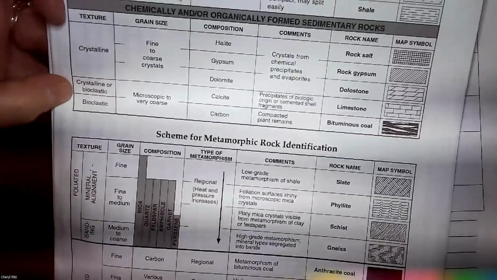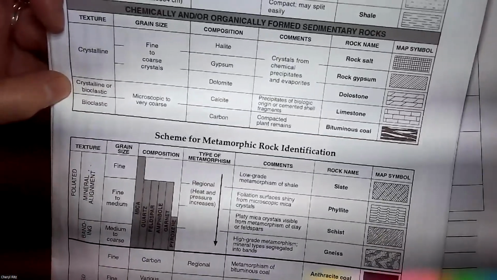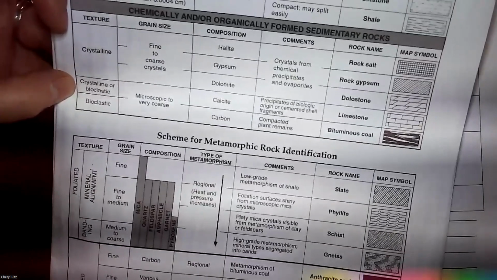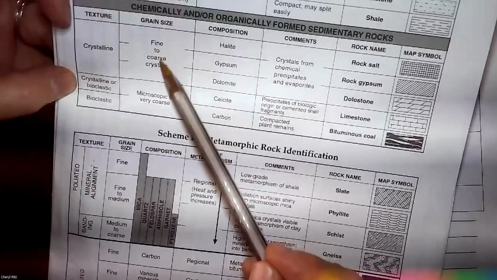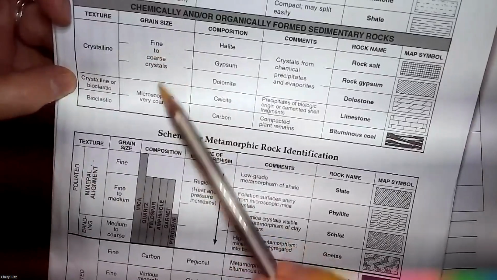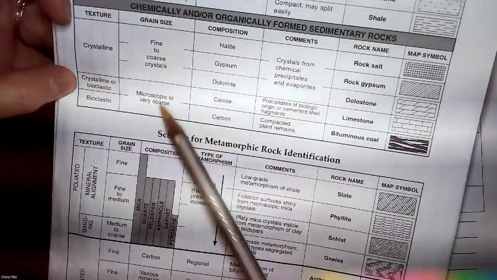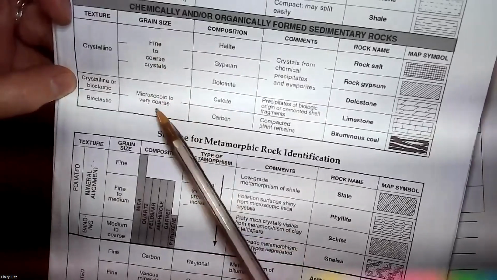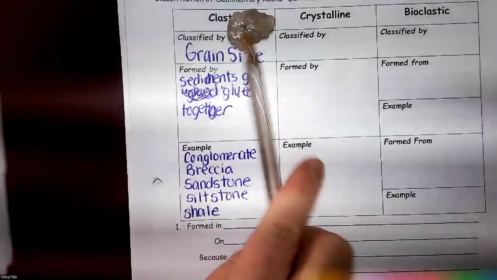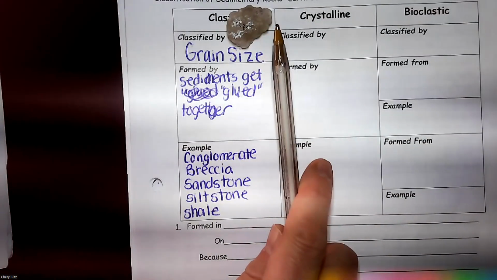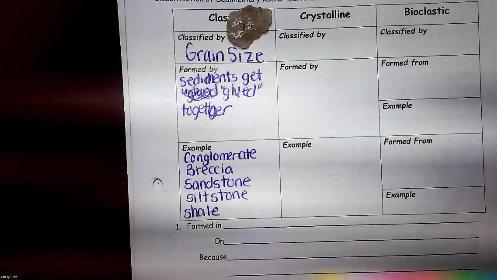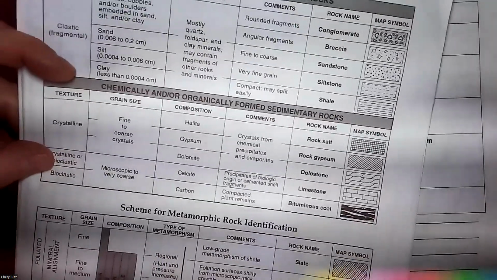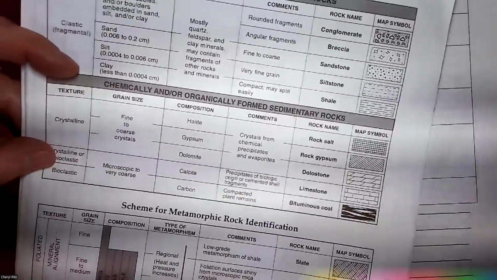Looking at this reference table, are these sorted by grain size like the last one? No, I see you guys shaking your head. They're not. If you notice, they all have a varying range of grain size. They can be fine to coarse. This one can be microscopic to very coarse. So in other words, the size of the crystals in a crystalline rock can be just about any size. So that's not what's determining if I handed you a pile of crystalline rocks that they're rock salt, rock gypsum, or dolostone.